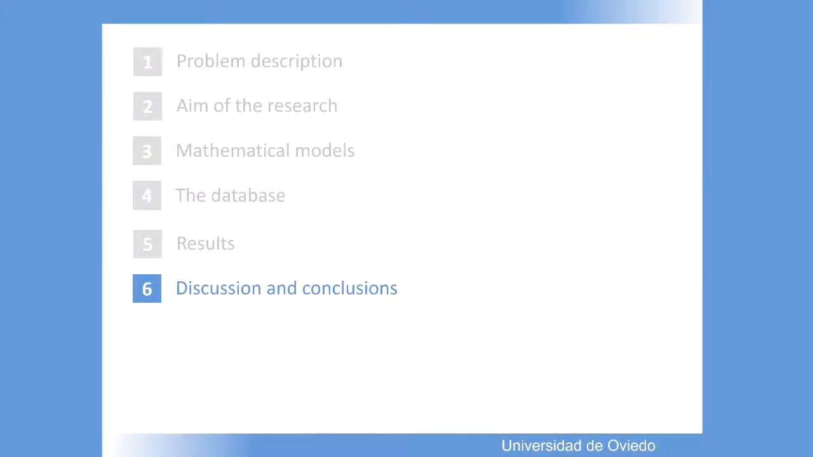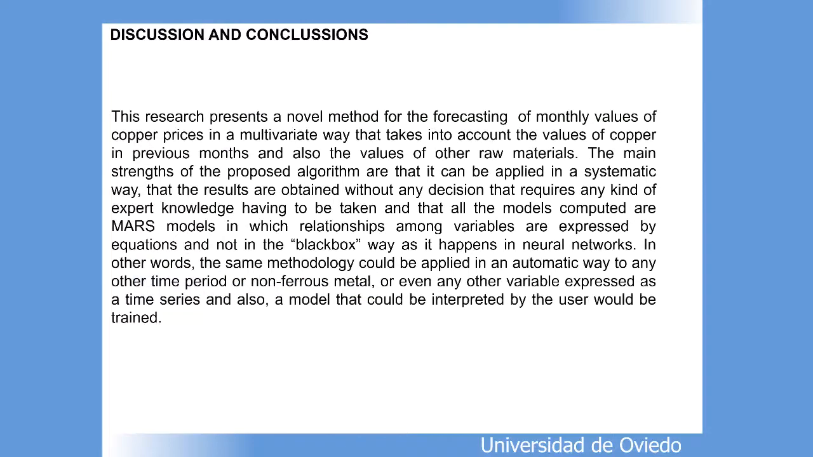6. Discussion and conclusions. This research presents a novel method for the forecasting of monthly values of copper prices in a multivariate way that takes into account the values of copper in previous months and also the values of other raw materials. The main strengths of the proposed algorithm are that it can be applied in a systematic way, that the results are obtained without any decision that requires any kind of expert knowledge having to be taken, and that all the models computed are MARS models. In other words, relationships among variables are unknown for the researcher, and the model can be interpreted as a black box.